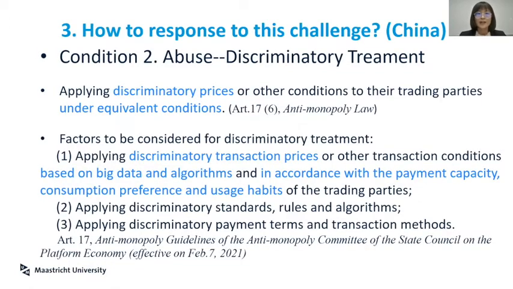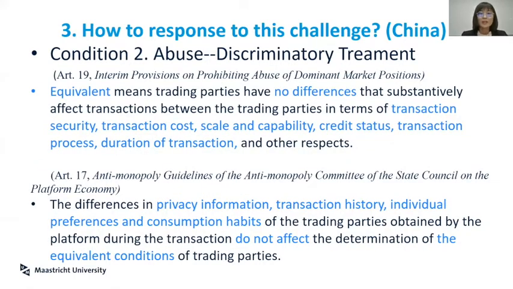The second condition is that the undertakings apply discriminatory prices to the trading parties under equivalent conditions. The recently published guideline on the platform economy further specifies its application based on big data and algorithms, and in accordance with the payment capacity, consumption preference, and usage habits of the trading parties. Equivalent means the trading parties have no differences that substantially affect the transaction, in terms of factors like transaction cost, transaction security, scale and capacity, credit status, and so on. It is noteworthy that differences in privacy information, transaction history, individual preference, and consumption habits of the trading parties obtained by the platform during the transaction do not affect the determination of equivalent conditions.